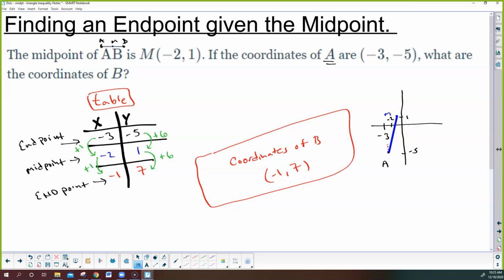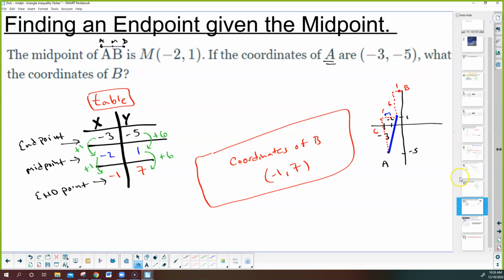How did I get there? I went up 6 and over 1. So up 6 over 1. Well, if I continue to go up 6 over 1, that will bring me to this location of point B. So that's graphically, that's how you would do it. It's basically the reverse of what we did before.